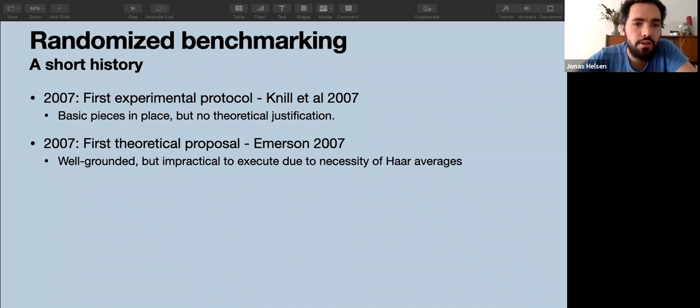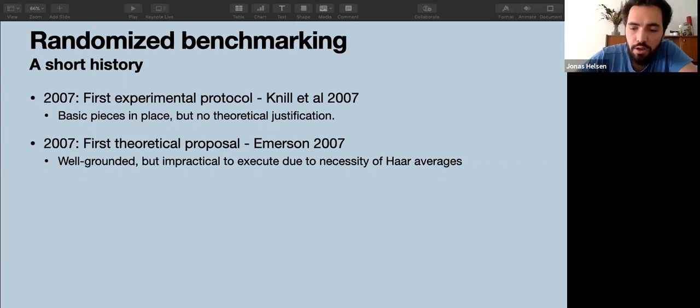And at the same time, there was a concomitant theoretical proposal coming out of Waterloo, mostly by Joe Emerson, but also some other people, which was precisely the opposite. It was very well grounded, and you could guarantee under a wide range of scenarios that the thing that comes out of this procedure is some sort of average fidelity, some number that you would care about. The problem was that the protocol they proposed involved taking full-fledged Haar averages over the entire unitary group, which, as all of you know, isn't a very practical thing to do, because if you want to approximate a generic unitary, you need an exponentially long circuit. So this was somewhat impractical.